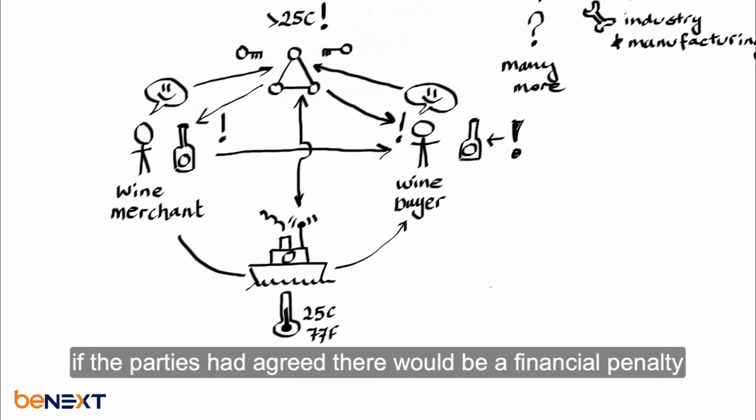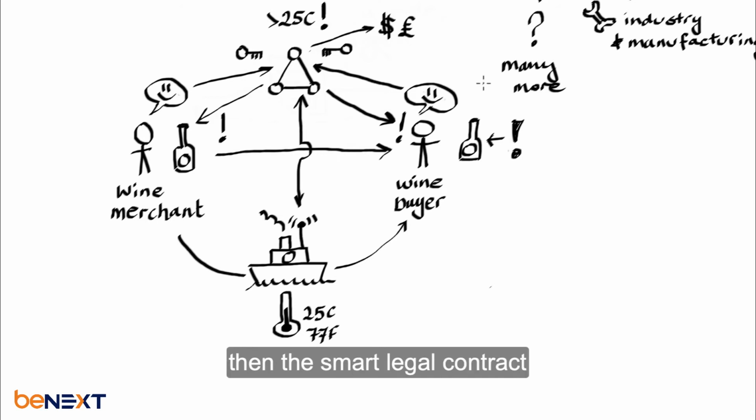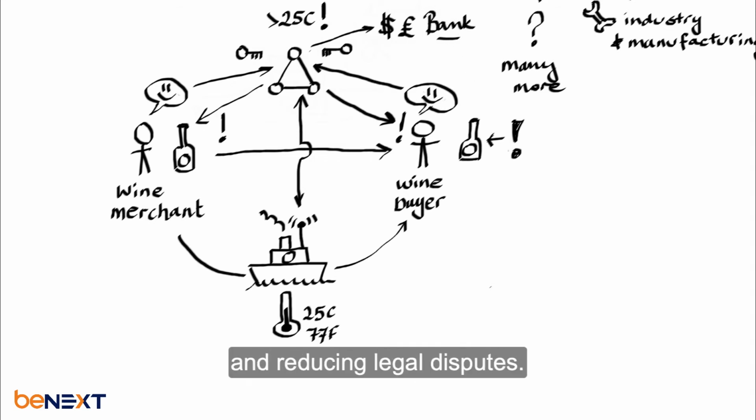For example, if the parties had agreed there would be a financial penalty attached to the temperature clause, then the smart legal contract could initiate financial transactions automatically, thereby preventing either party from reneging on their contractual obligations and reducing legal disputes.